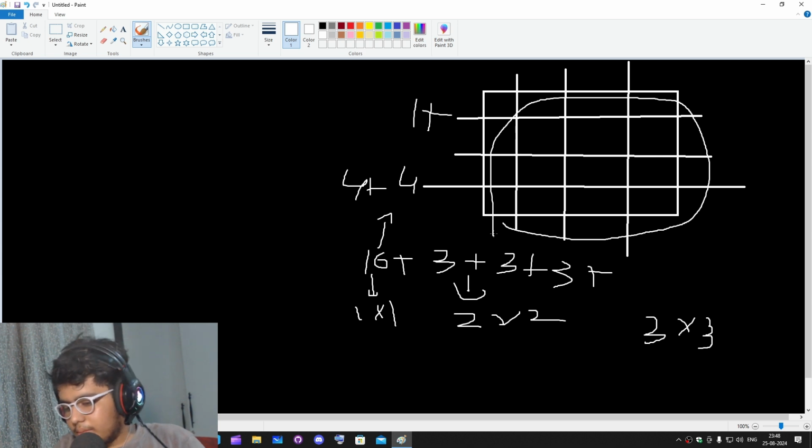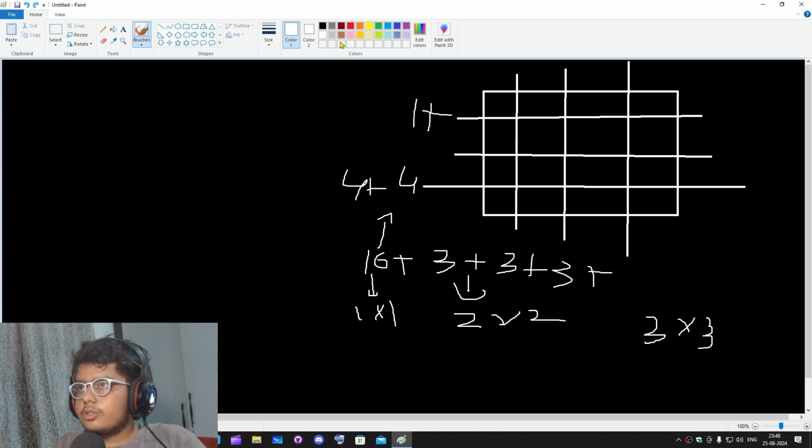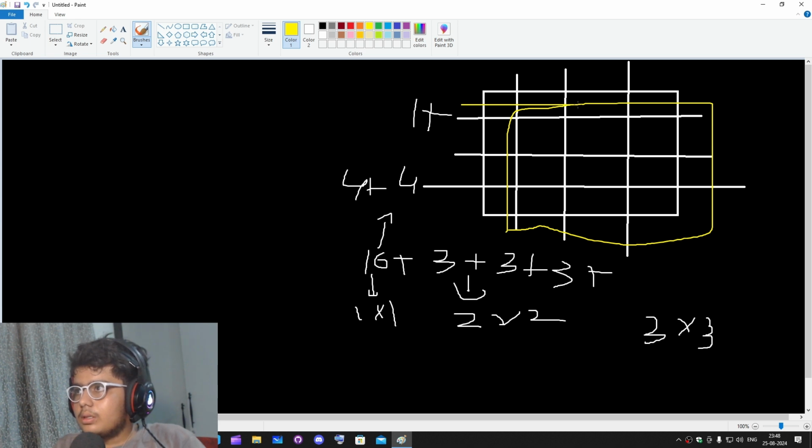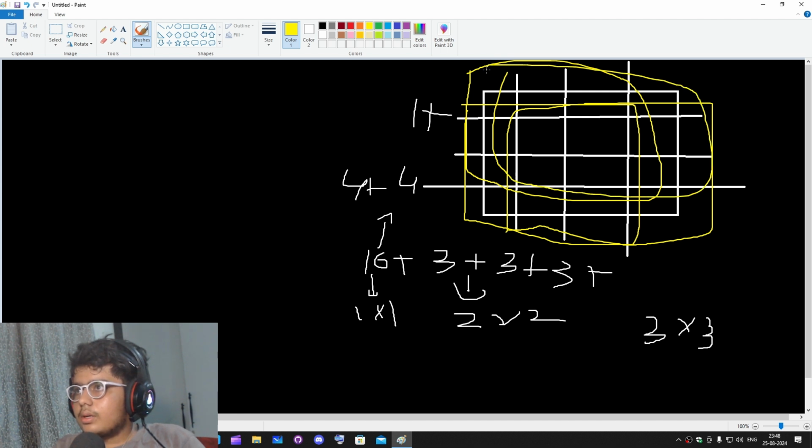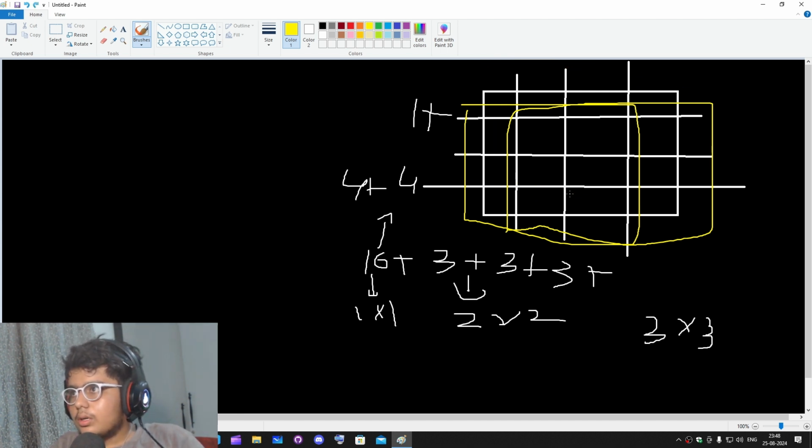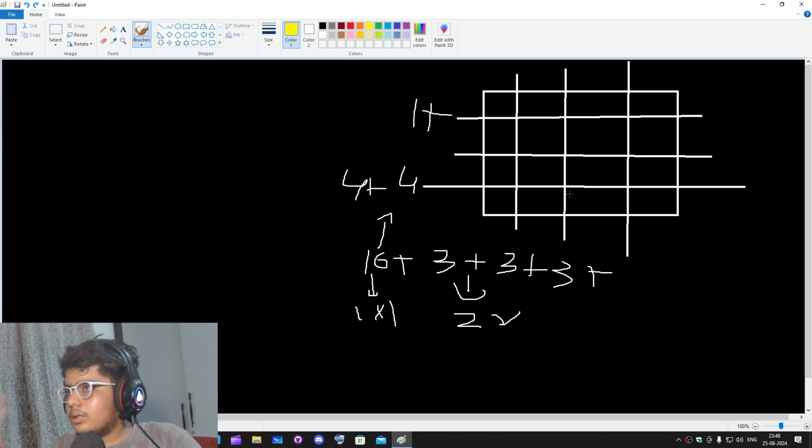Okay, wait a minute, I will show you. 3 into 3 means I am talking about this part. This is a 3 into 3 square, and this is a 3 into 3 square, and this is a 3 into 3 square. Okay, and you will not get any other 3 into 3 square. Just try it out.